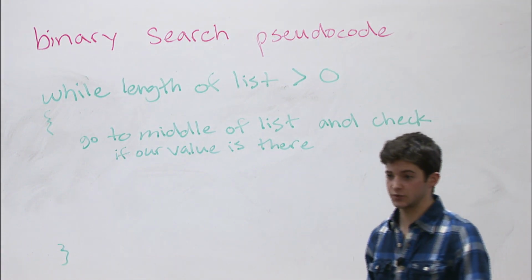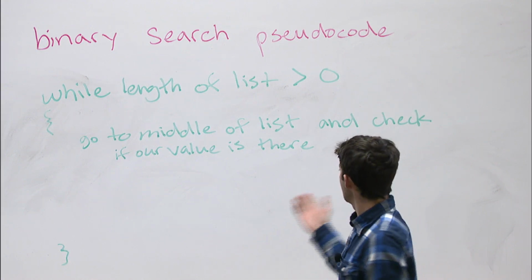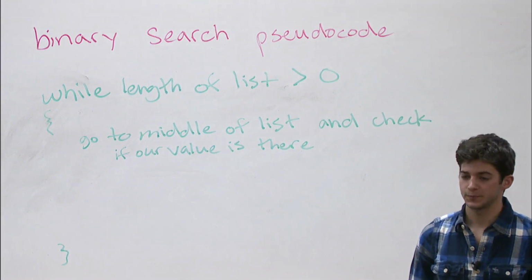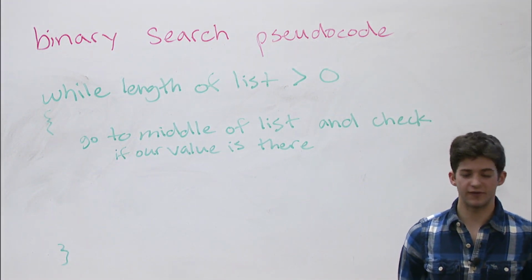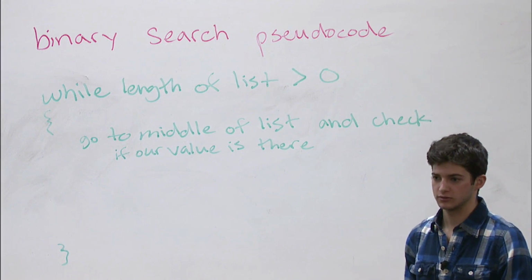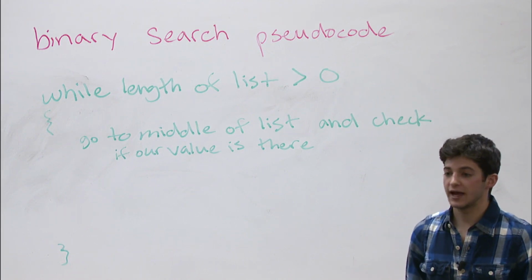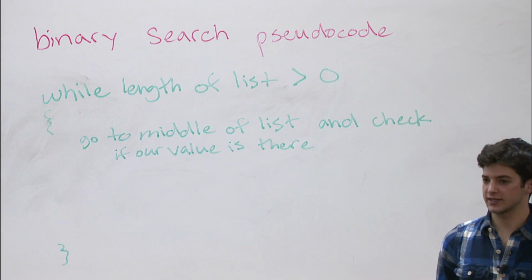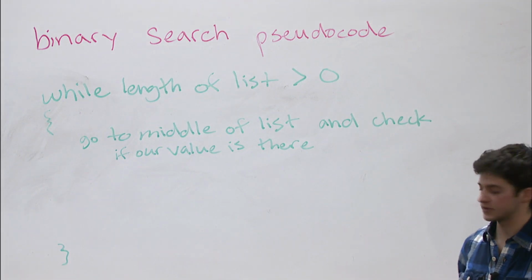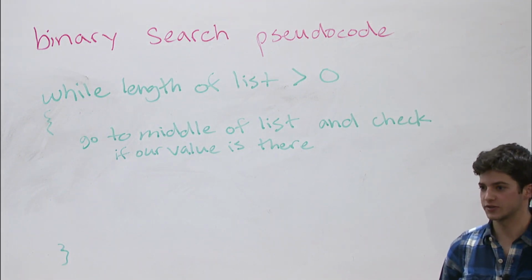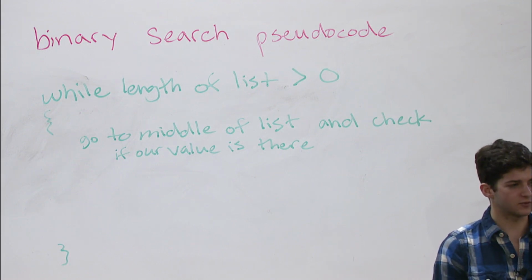That's exactly right. The first thing we do in binary search is go to the middle of the list and check to see if our value is there. So I assume if our value is there, what do we do? We return 0 and then just... Yeah, if our value is there, we found it. However this function is defined, we tell the user we found it. If it's not there, though, that's where this gets tricky.